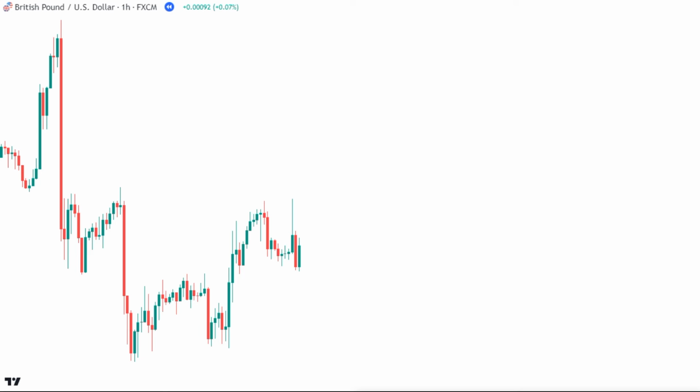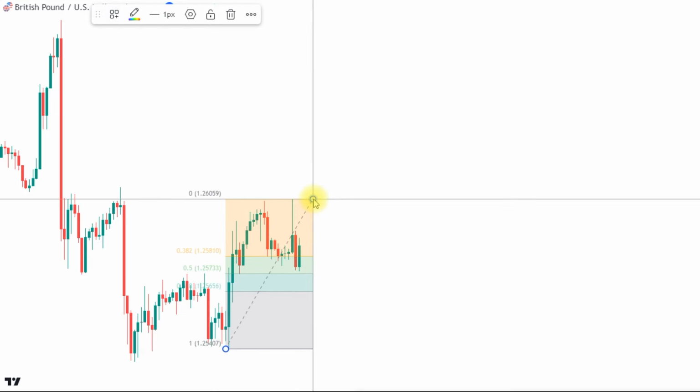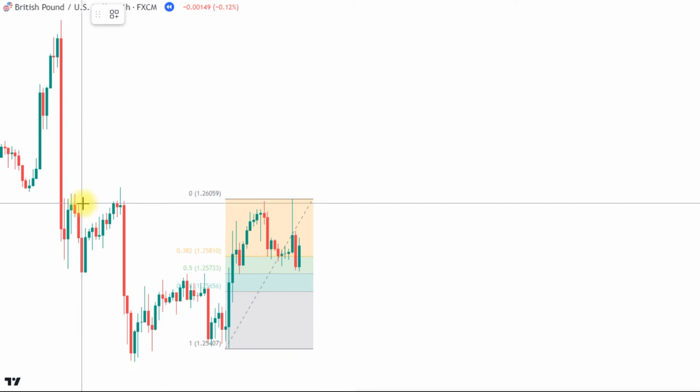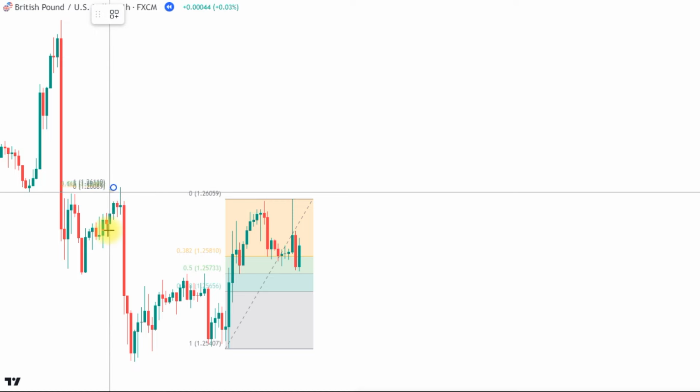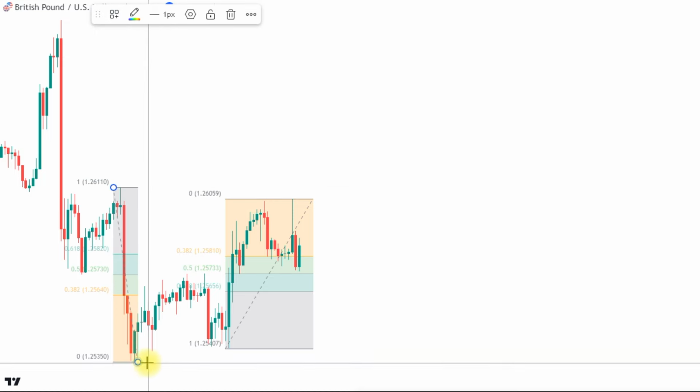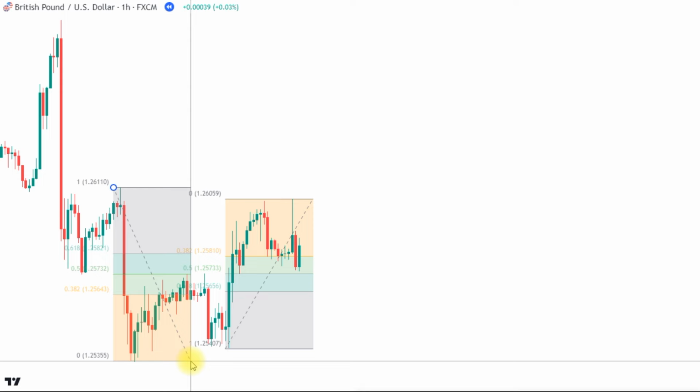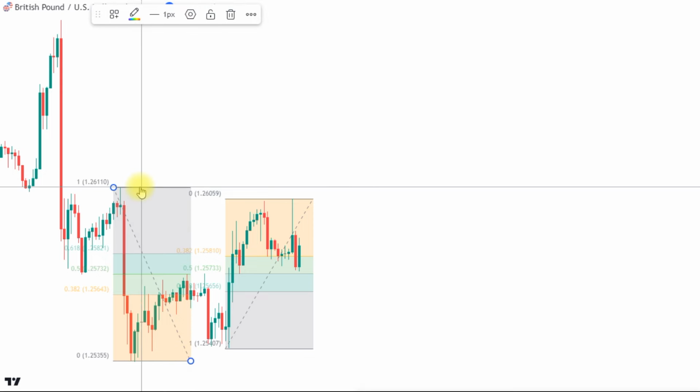So let's go to the chart and start right away. Let's start with the basics real quick. We apply the Fibonacci retracement from the last price's low to the last price's high and then stretch it out to the current price action. Other way around in a downtrend: from the last high to the new low, and then stretch it out to the current price action. That's how you apply it.